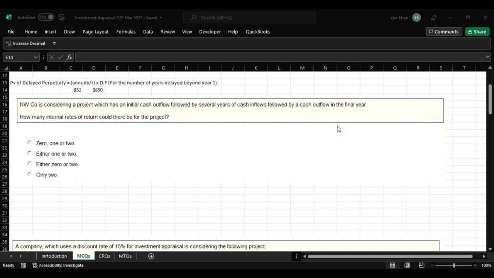Okay, what is IRR? Tell me first. What is IRR? Yeah, the discount rate at which the net present value will be zero. So is it necessary that you will always have a discount rate for every project at which the NPV of that project will be zero?